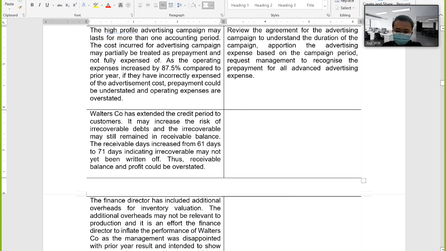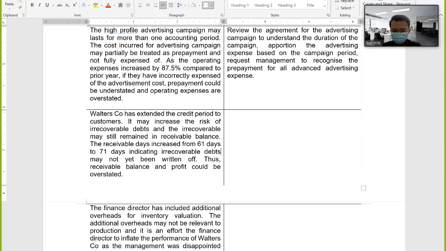Next, WaterScore has extended the credit period to customers, increase the risk of irrecoverable debt, and the risk is that receivable may be overstated if the irrecoverable debts have not yet been written off. I think I missed out one word here, right? Irrecoverable debt may not yet be written off. So we are now auditing the valuation for the receivable. Okay.